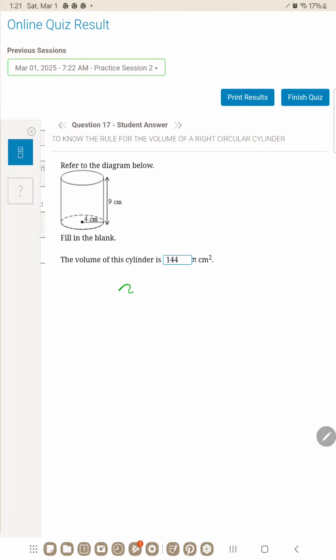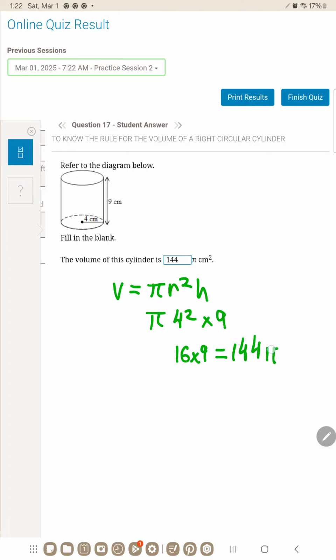The volume of a cylinder equals pi r squared h. So it's pi 4 squared times 9. 16 times 9 is 144 pi, for the pi we left here. Moving on.